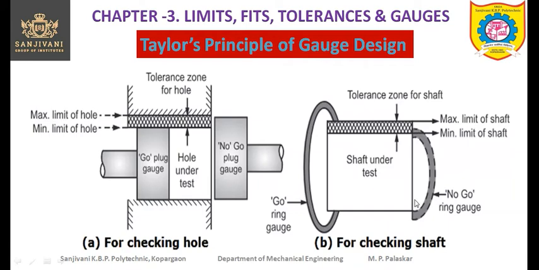So this is the minimum limit, this is the maximum limit, this is the tolerance zone. So this is the shaft under test and this is the hole under test. So this is the go plug gauge and this is the no go plug gauge, right? The no go plug gauge is unable to enter, and the go plug gauge is able to enter if the size lies between the maximum and the minimum limit, that is within the tolerance zone which is specified for both the hole as well as the shaft.